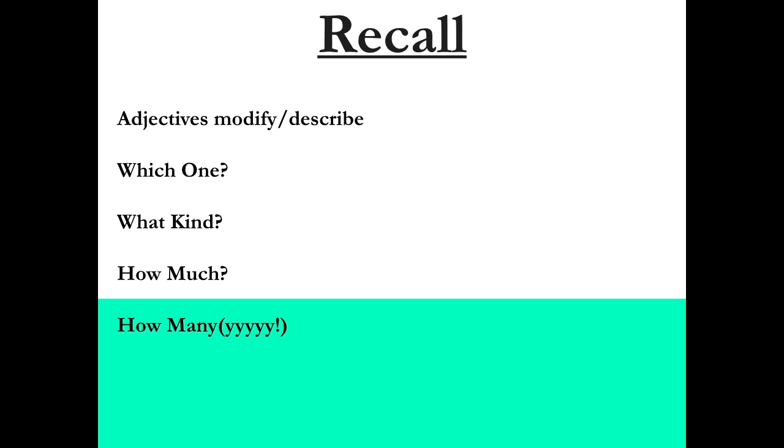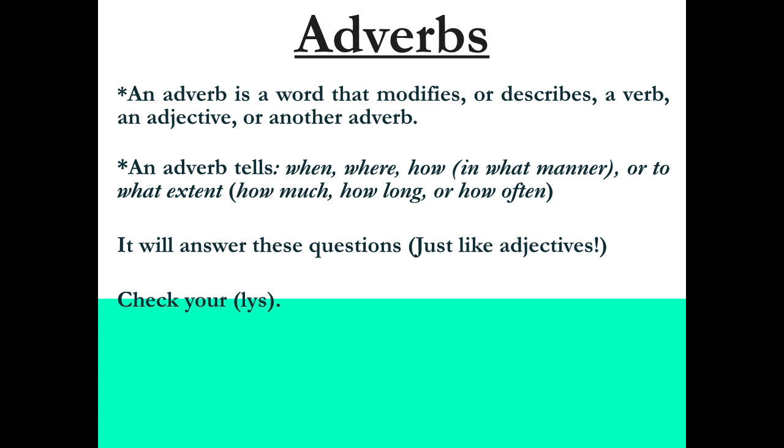But before we spend too much time talking about adverbs, I want you guys to remember what adjectives do. So, first of all, adjectives modify or describe nouns or pronouns only. They answer the questions which one, what kind, how much, or how many, as you remember from our song, How Many? So, if adjectives only modify nouns or pronouns, we can assume that adverbs are going to modify something else. And we would be correct.